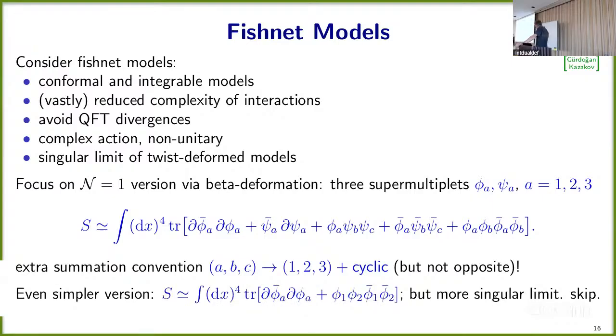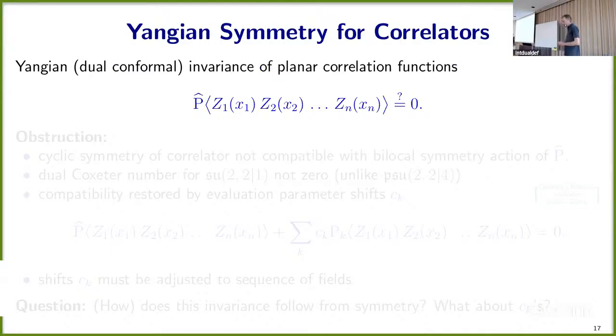And there's even a simpler version of such a fishnet model where you just have two scalars. This requires you to do a more singular limit, and for that reason, I want to skip it here, but I would think with some more elaborate thinking, you can come to similar conclusions there. But also, I like that in this model you have some part of the supersymmetry intact, so it has a bit more structure, perhaps. So what is known about this model?